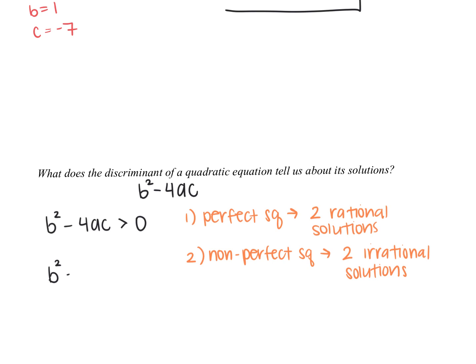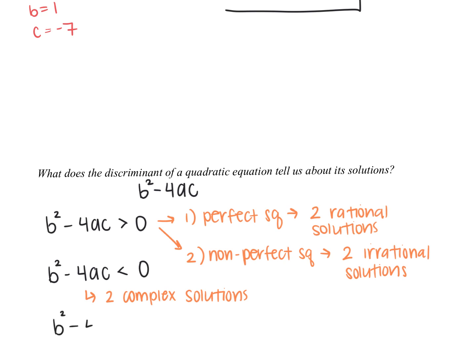The next case is that b squared minus 4ac is less than 0. When that happens, we have 2 complex solutions. Those are our solutions that contain i. Every time you have a negative underneath the square root, i is going to be part of your answer. So that's what happens when b squared minus 4ac is less than 0.